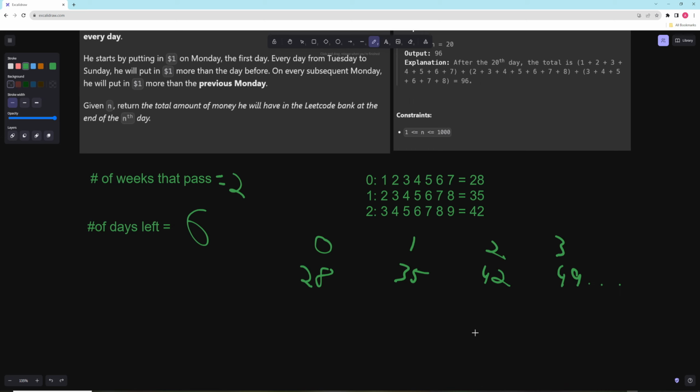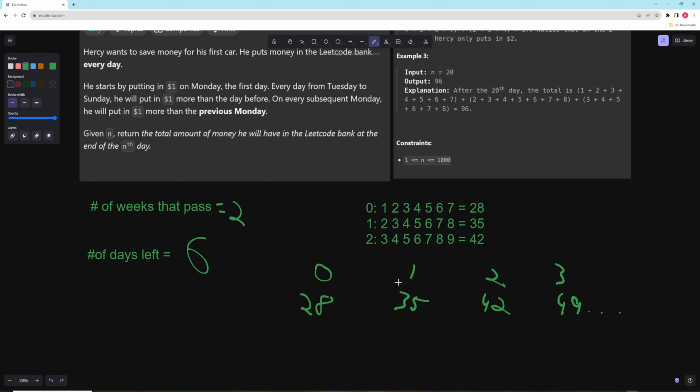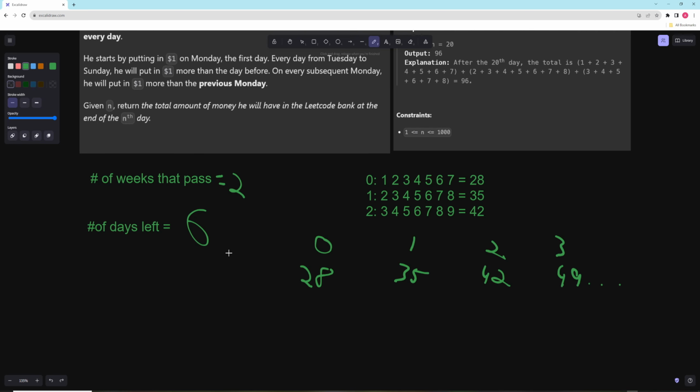So if we have the number of weeks that we fully completed, let's say we completed 2 weeks, in this case we did, we can just figure out exactly what the total is for the weeks, right? Because we know week 0 is going to take 28, week 1 is going to take 35. If we had some arbitrary week, we can just do 28 plus 7 times the number of weeks. So 7 times weeks.